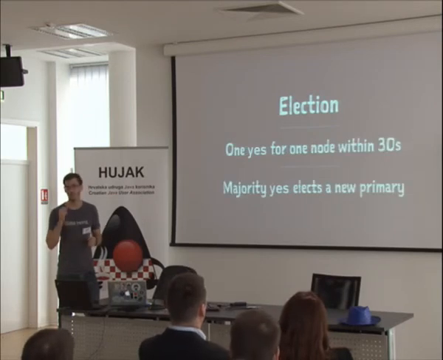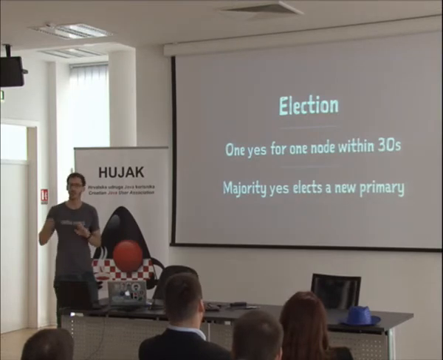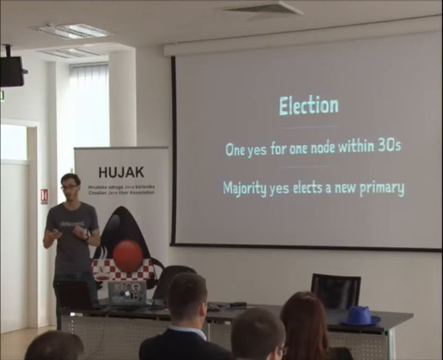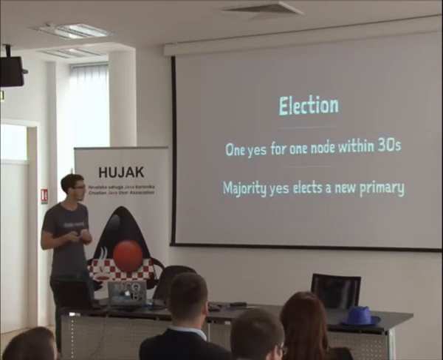A node can only vote yes for one instance every 30 seconds. So there's this selection going on for 30 seconds. If the node can get the majority of votes within 30 seconds, it becomes the new primary. Otherwise, the election will keep going on.